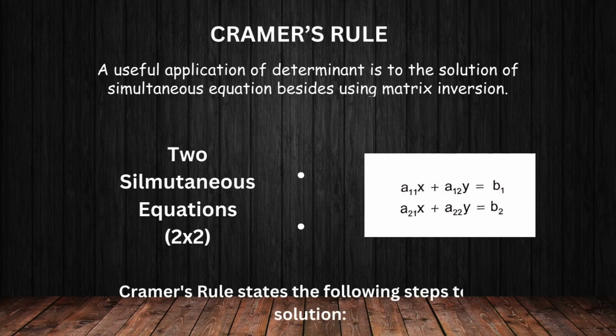Cramer's rule. A useful application of determinants is the solution of simultaneous equations, besides using matrix inversion. Two simultaneous equations, 2 by 2: A11x plus A12y equals B1, A21x plus A22y equals B2. Cramer's rule states the following steps to the solution.